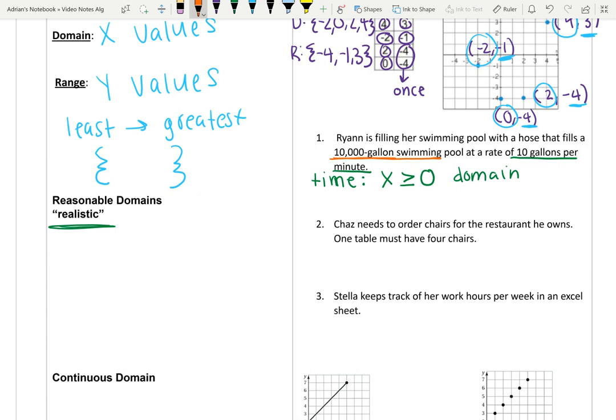So if they ask you about the range, we would just say that that's our y values. My y value has to be less than or equal to 10,000. But again, it also can't be negative because I can't have a negative amount of gallons in the swimming pool. So I'm going to say that it also has to be greater than 0. And that's how we would write that. So that's just kind of saying it's in between two different values.